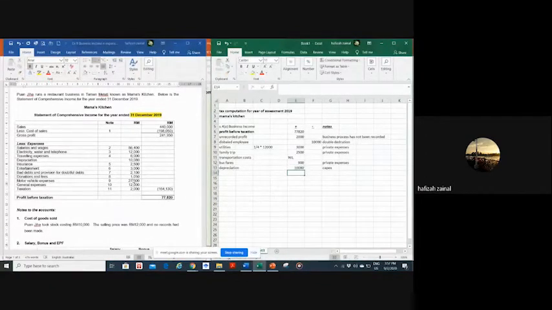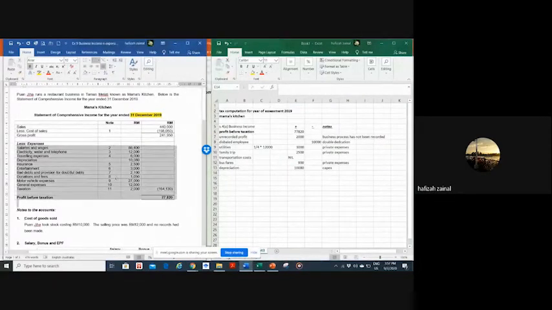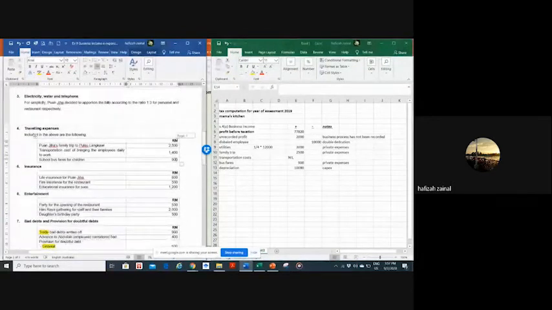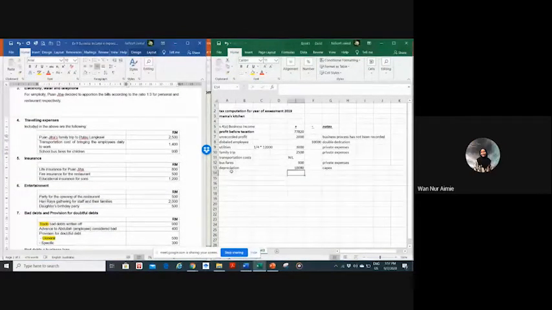80 ringgit. Okay, the rest all got notes, right? Then after that you have insurance. So insurance, life insurance for Puan Jiha, is it deductible? Okay, not deductible. Life insurance, personal usage, not deductible. Therefore, we add back. Again, it is private expenses.